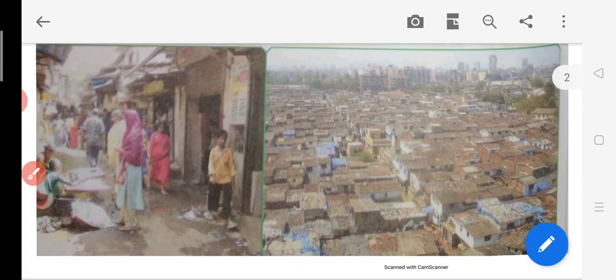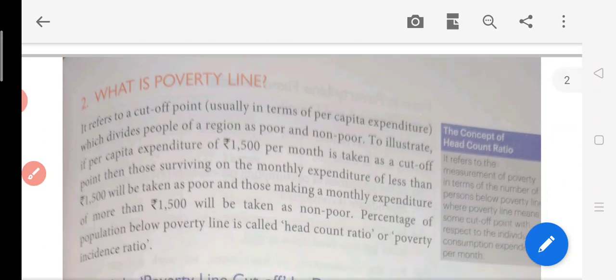And here the picture is there. You can see that a lot of slum areas here. These are the slum areas. The condition is very poor. I was just talking about this thing only.